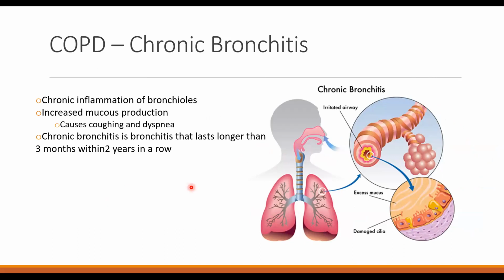Chronic bronchitis. They're going to have more irritated airways. It is a little different than your asthma because it actually has damage to the cilia as opposed to a bronchoconstriction. Chronic bronchitis is bronchitis that lasts longer than 3 months, but within that 2 years in a row. Like, so 3 months, and then a year later, 3 months, they've got some sort of chronic bronchitis.